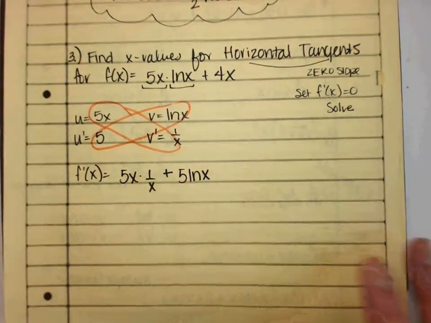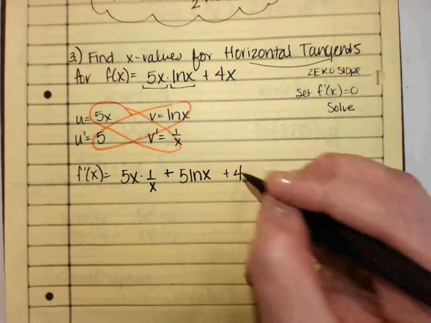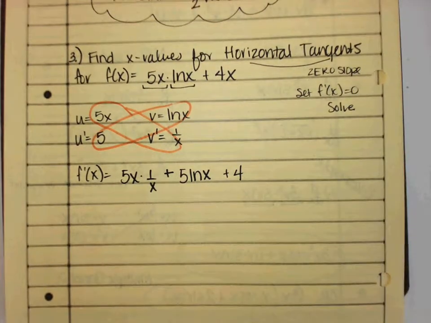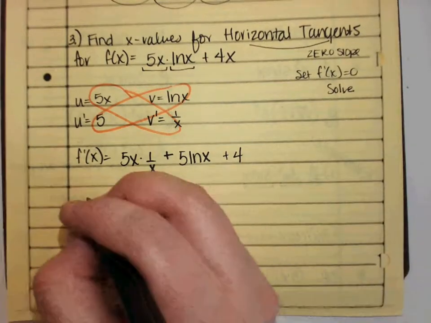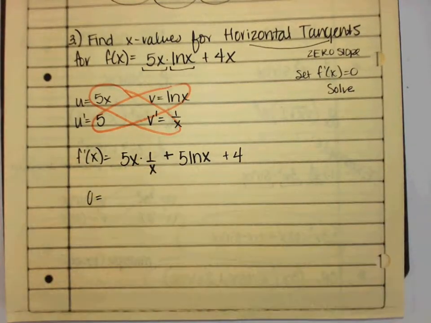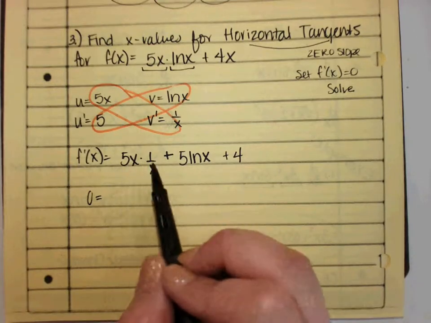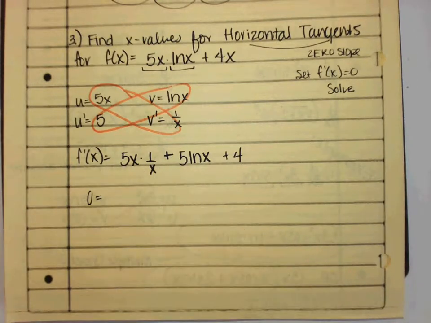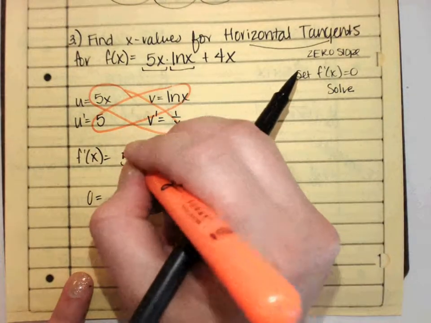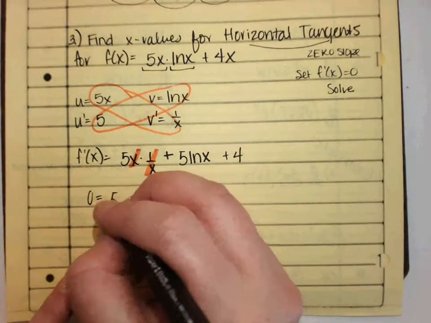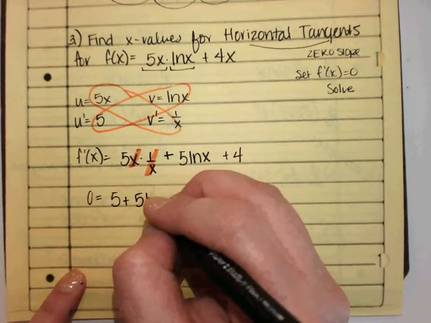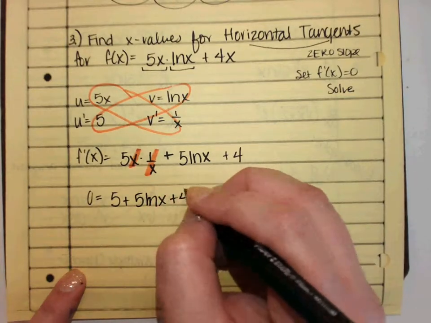So the derivative of 4x would just be a plus 4. Okay, from there, after I take the derivative, what slope do we want? 0. So I'm going to do 0 equals. And what can happen on this term right here? If I have an x and a 1 over x, that's really just a 5. Are we good with that? Okay, x and 1 over x basically cross out because you have an x on top, x on bottom. So I have 5 plus 5 ln x plus 4.